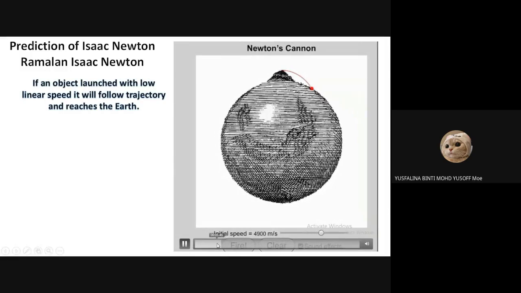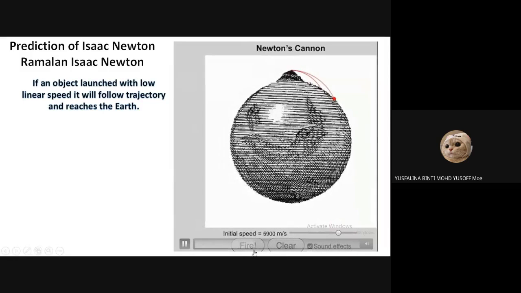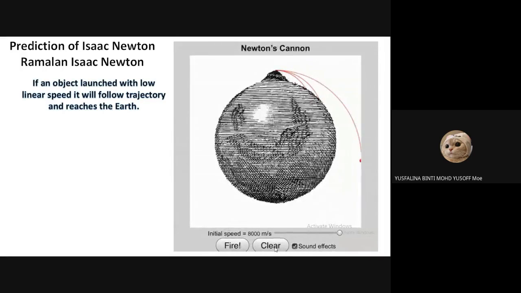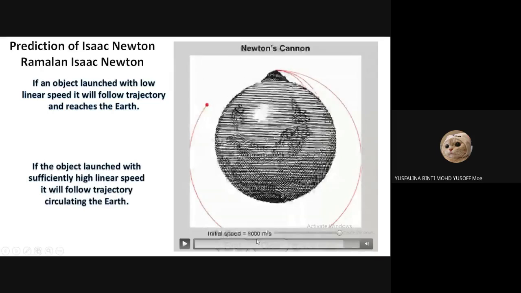Let's see again. 4,900, so it still comes back to the Earth. Then it increases to 5,900, and it is still coming back to the Earth. Then 8,000. It is launched and will not come back to the Earth, so it will keep rotating. So it needs a certain speed. If the object is launched with a sufficiently high linear speed, it will follow a trajectory circulating the Earth. This is by using Newton's cannon.